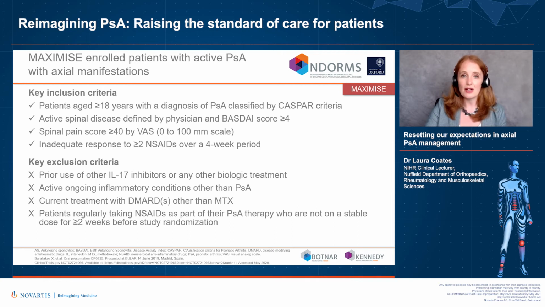They also had to have a high spinal pain VAS score, attempting to link that particularly to the spine, and an inadequate response to anti-inflammatories over the previous 4 weeks. The exclusion criteria really related to previous therapies in particular, and obviously safety around patients receiving such a drug.